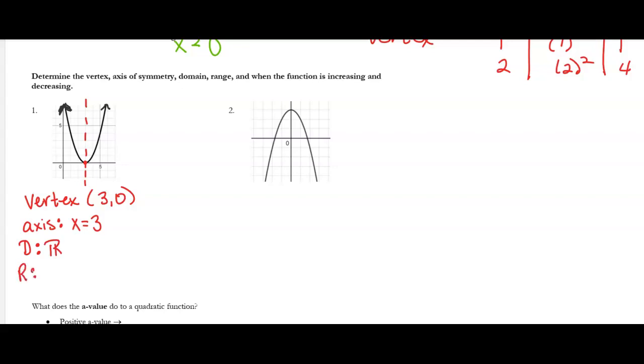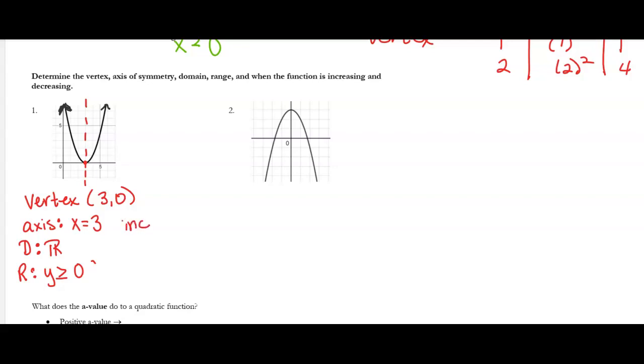Our range, however, it's only going up. And range is a y value. So since it's only going up, we're going to see it's greater than or equal to this y value right here, which is the y of the vertex, which is 0.